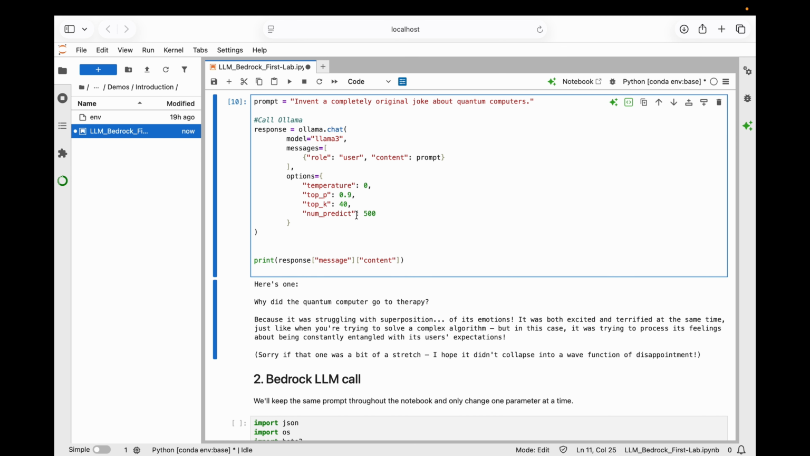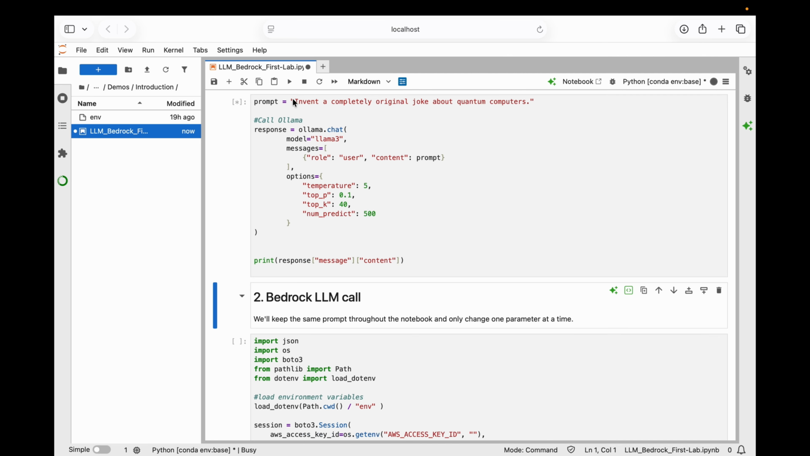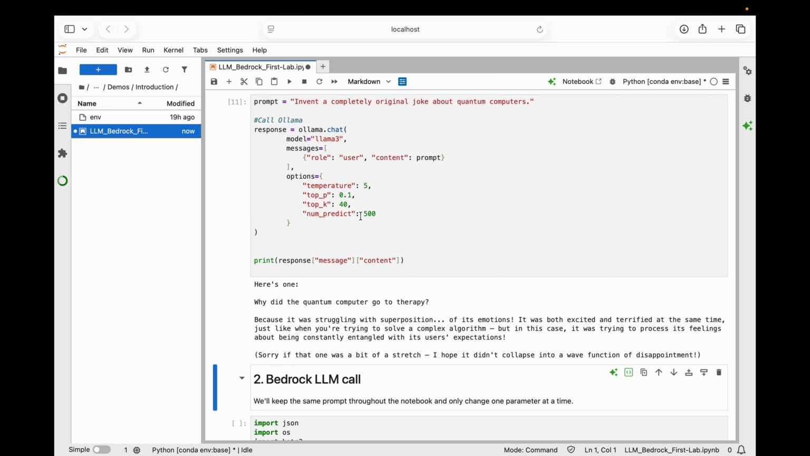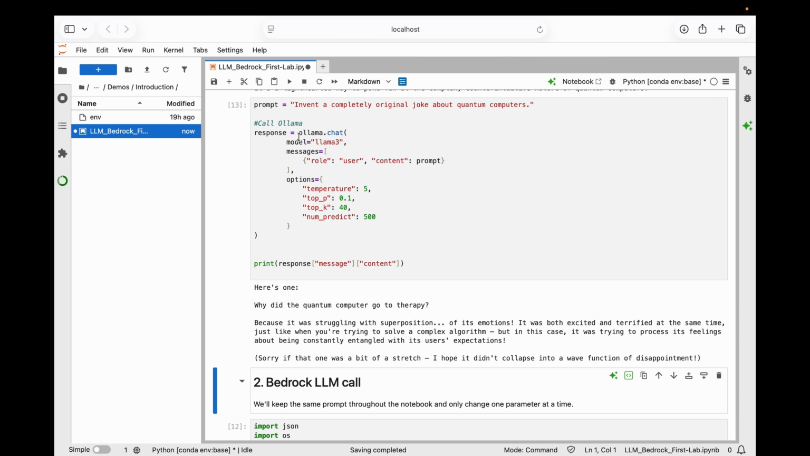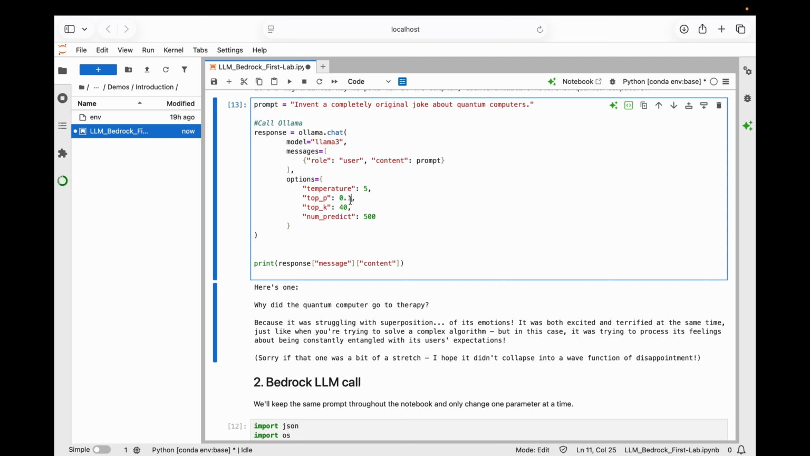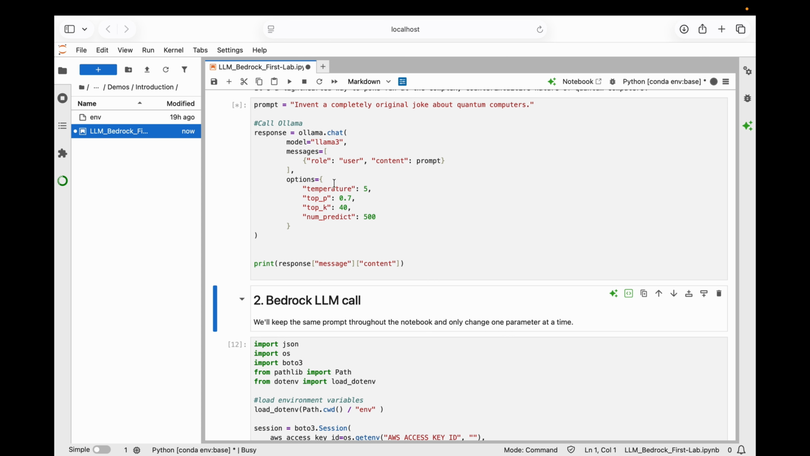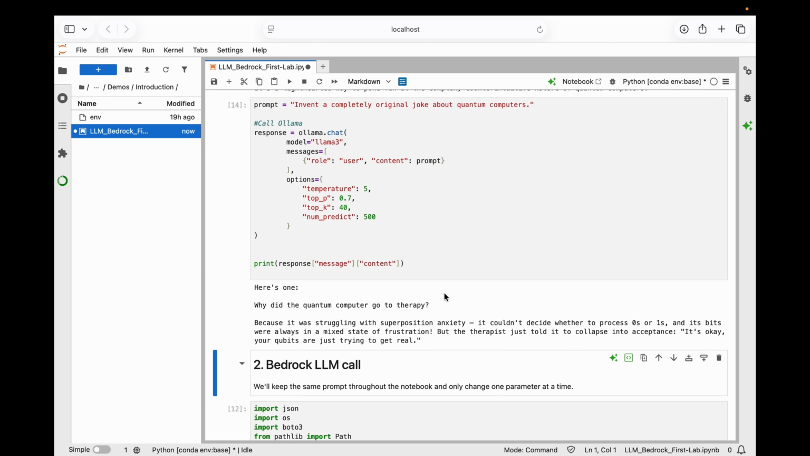Now let us see if we can tweak this behavior by tweaking top P. And we have the same response. And we are getting the same response. If I make it 0.7, let's see if we get a different response. And see, we got a different response.